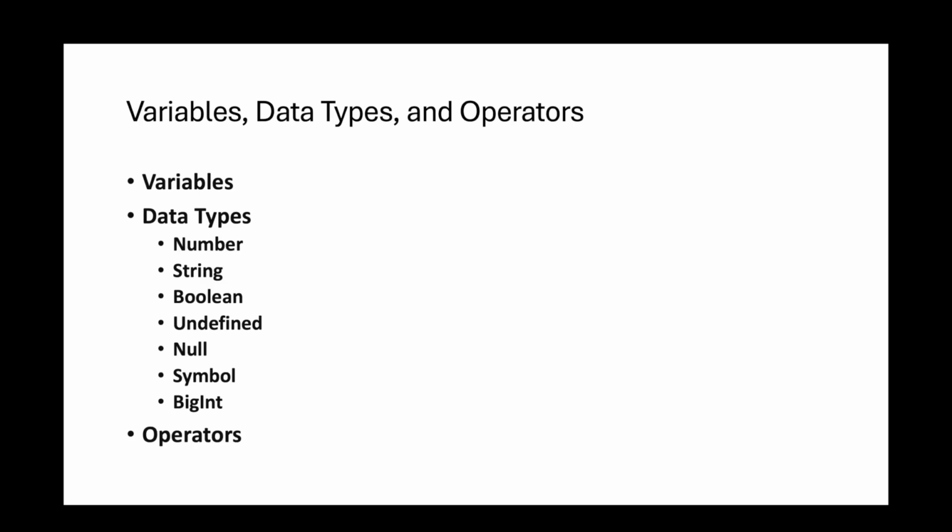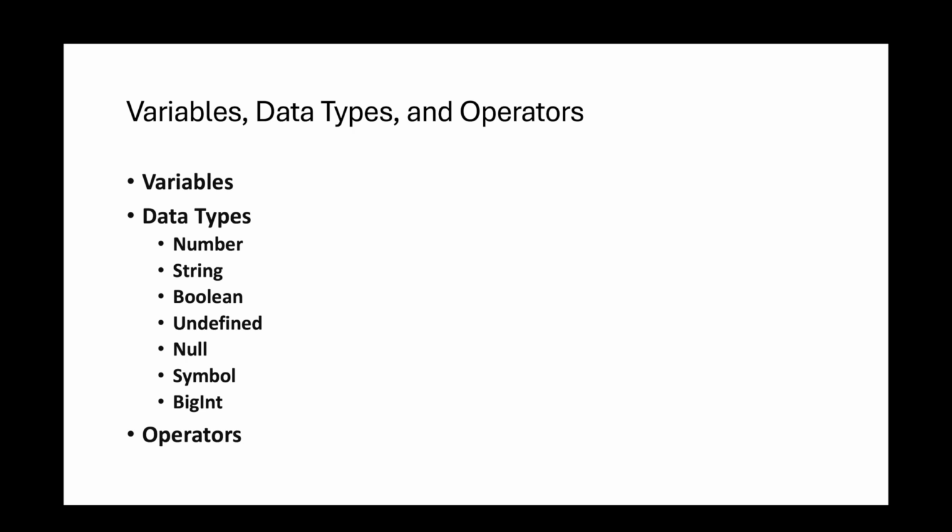Variables, data types, and operators. Variables. Variables are containers for storing data values. In JavaScript, variables can be declared using the var, let, or const keywords. They can hold various data types, including numbers, strings, booleans, objects, arrays, and functions.